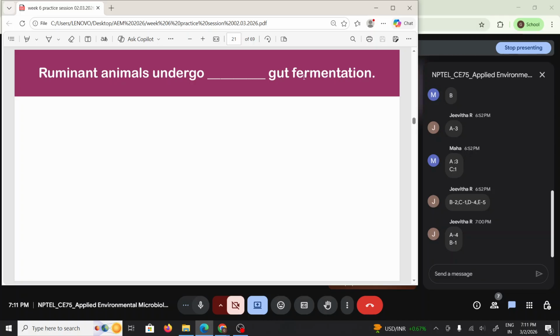Microbial fermentation. Fermentation indeed is carried out by microorganisms. But the question is about whether it is foregut, midgut, or hindgut fermentation. So that's why it is that blanket.